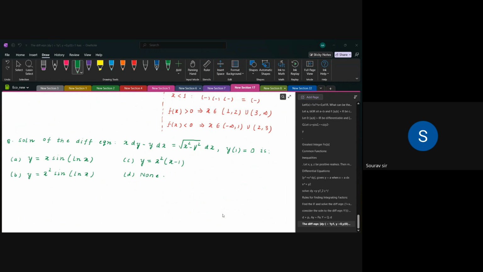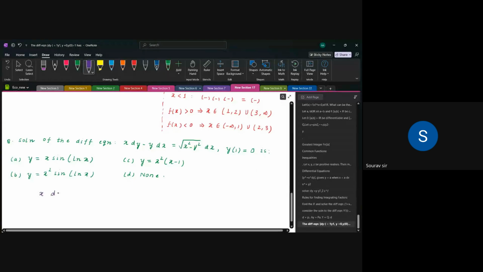Okay, so this question is rather straightforward as compared to the last two. It is simply asking us to solve the differential equation and see which option is correct. So first of all, we need to understand how we are going to solve this differential equation, right? So can anyone take a guess as to how we should start? So that is x dy minus y dx is equal to under root of x square minus y square dx.